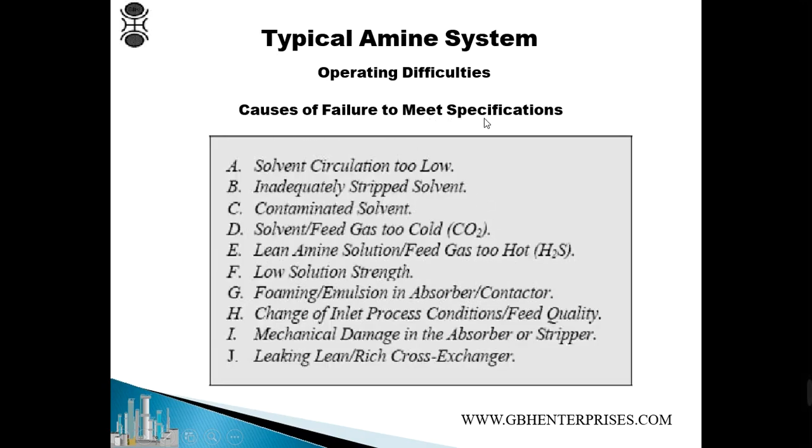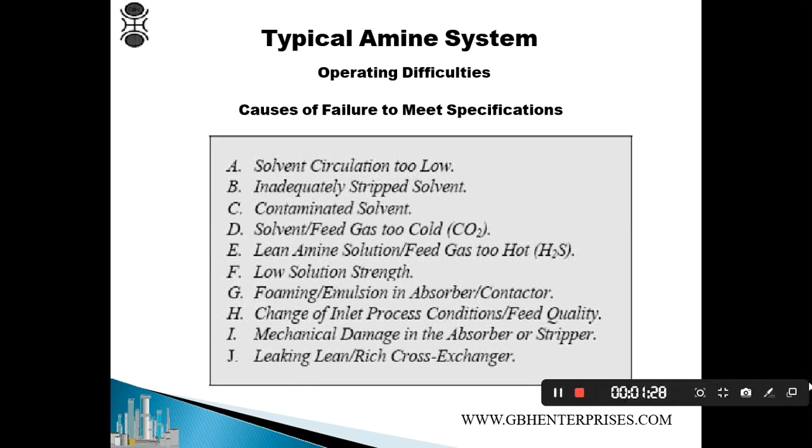So what are the causes of not having a removal of H2S and CO2? What are the causes that the plant fails to meet the criteria of the customer or fails to remove the H2S completely? Well, the first reason could be solvent circulation. Maybe the quantity of amine you are processing is not according to the need. So maybe the circulation is low. The amount of amine circulating in the system is low and could be one of the main reasons. And another reason could be inadequately stripped solvent.